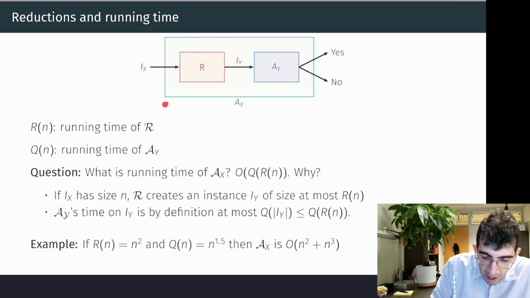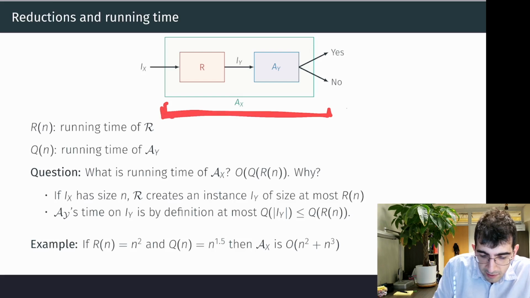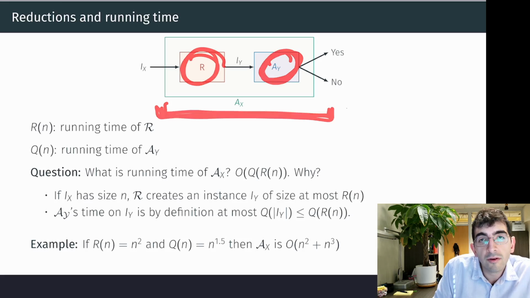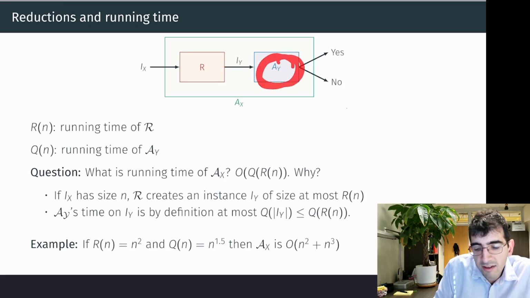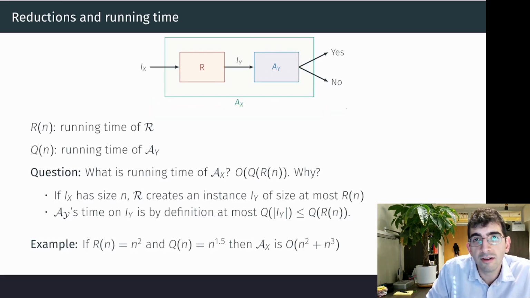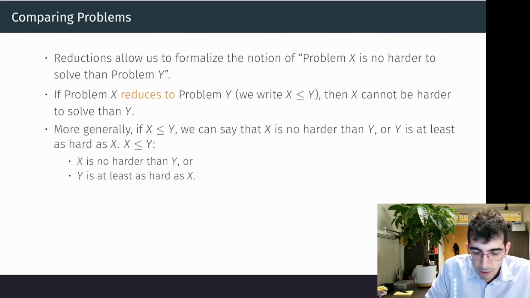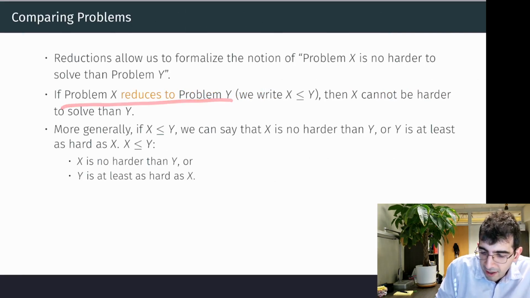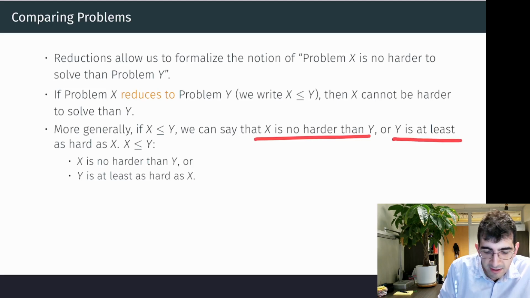If, on the other hand, we know X is hard, if we know this algorithm is hard, then whatever this reduction here, Ay has to be hard also. If Ay is not hard, if it's easy, then this whole thing breaks apart. X has to be easy. That's a contradiction. So remember, reduction direction. If problem X reduces to problem Y, then X cannot be harder to solve than Y. So if X reduces to Y, we could say that X is no harder than Y, or that Y is at least as hard as X.